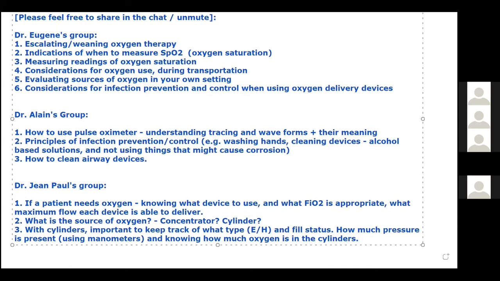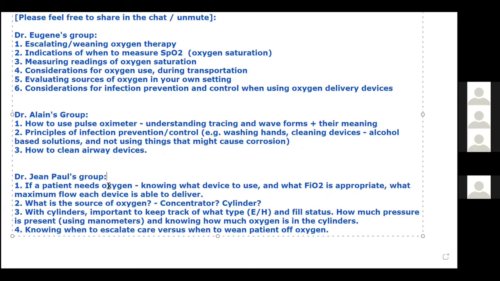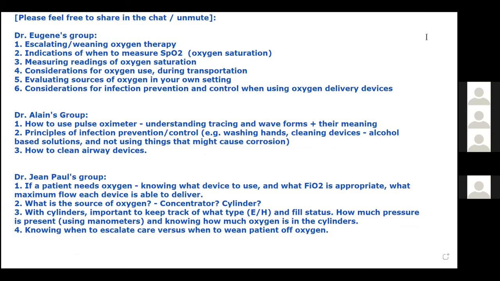The last point was escalating the care. If a patient is on oxygen, when do you consider weaning off from oxygen? Because long-standing oxygen on a patient is very dangerous and hazardous. So if your patient is on oxygen, when can you wean from oxygen? This is my take-home message: if a patient is on oxygen, please remind them to wean off from oxygen whenever needed. That is the end of my message.